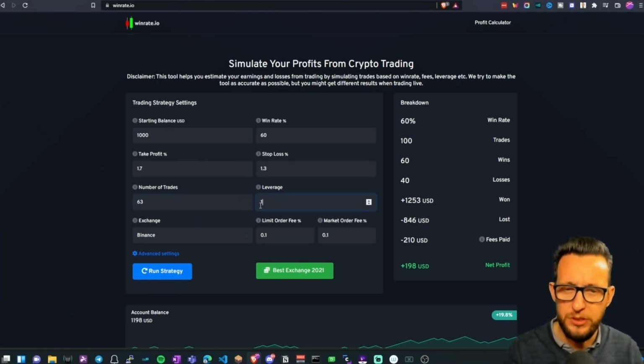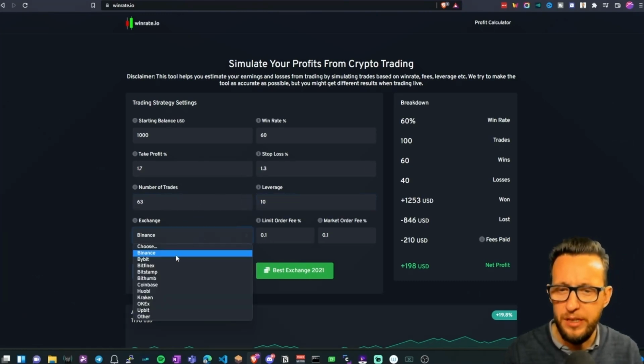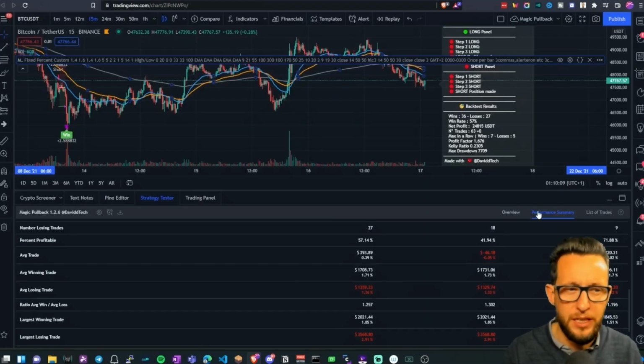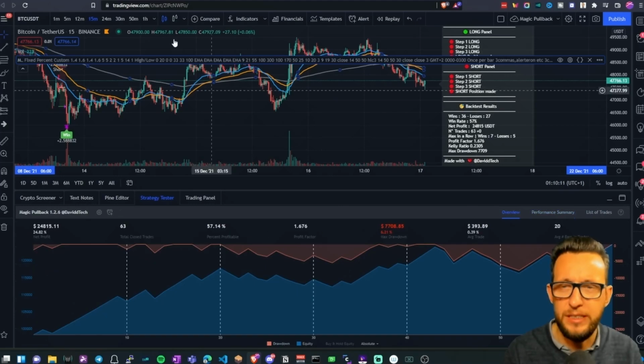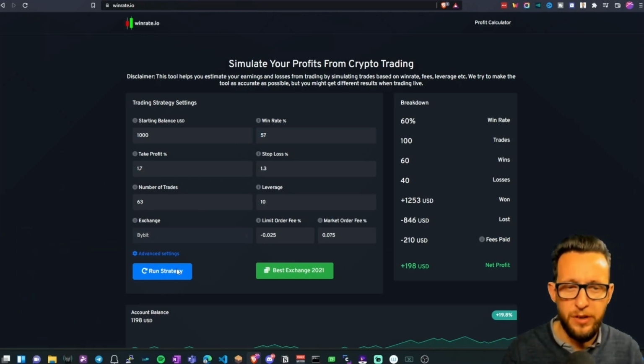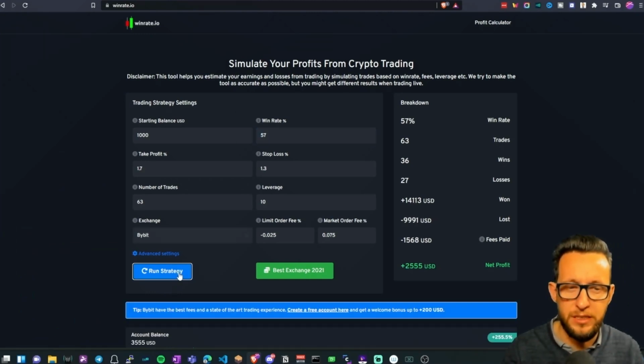Our leverage we're going to put to 10. We're going to be using Bybit because the fees are cheaper. Our win rate, if we go over here and have a look at our win rate, it was 57.14. So I can put 57 in here. And then I'm going to run the strategy to make sure that it stays in the red.